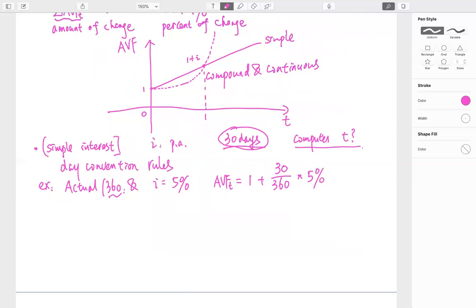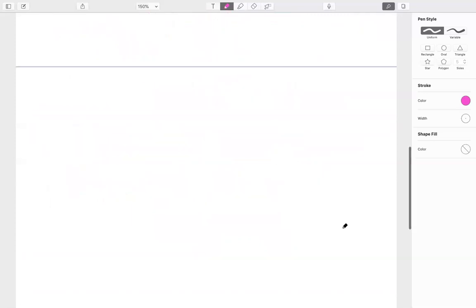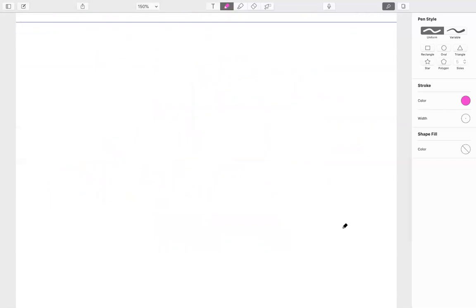So this is basically what day convention rules do: they tell you how you can convert the number of days into number of years. Of course, it's going to be a fraction of years. I think I may test you one question on exam one, only one, no more than one. Okay, next, I'm going to talk about something very, very important: three important notations, i, v, and d.